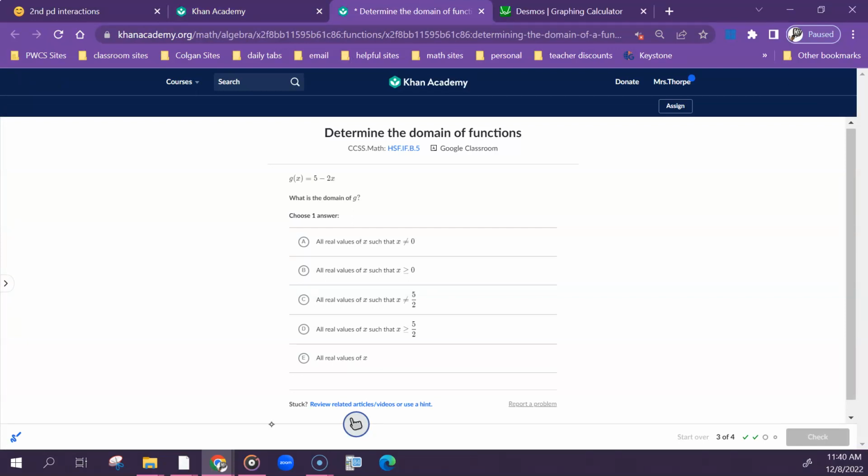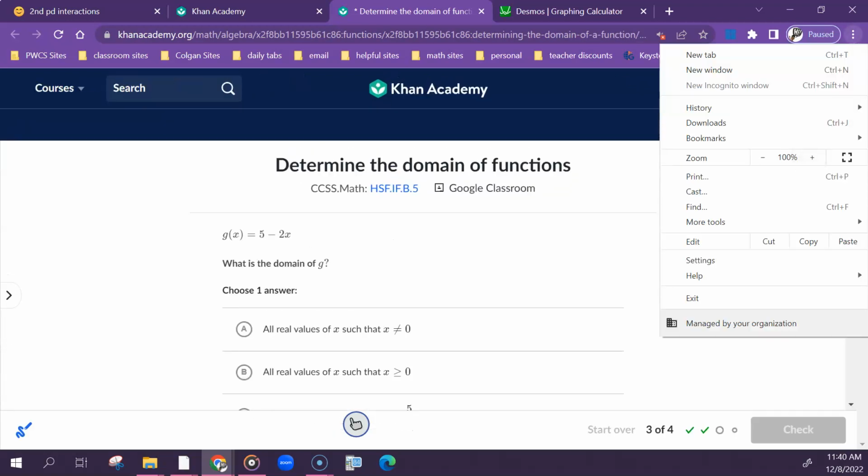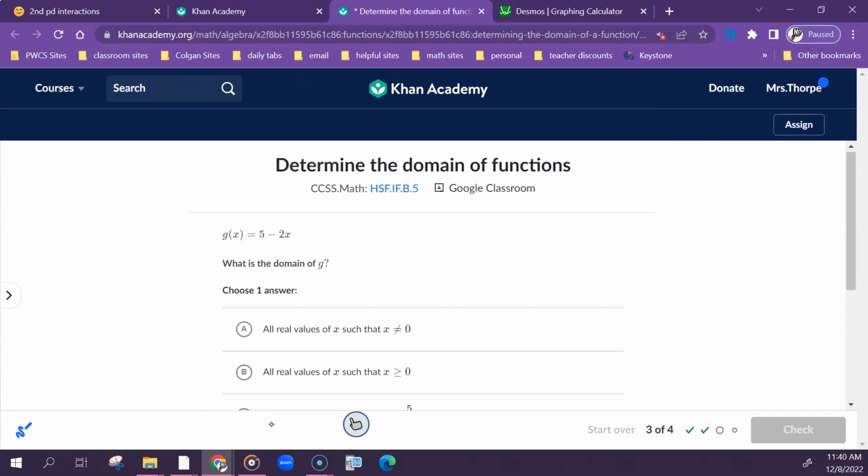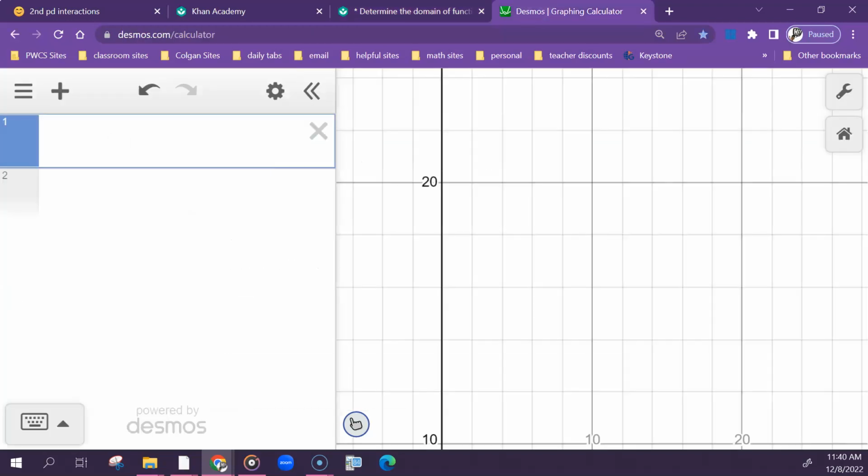Hold on 1 second. For this one though, to determine the domain, you need to use Desmos because we are not looking to do domain algebraically. That's for a later class. So you can put this function into Desmos, not the g of x or whatever it says over there, just the actual function itself. So 5 minus 2x.